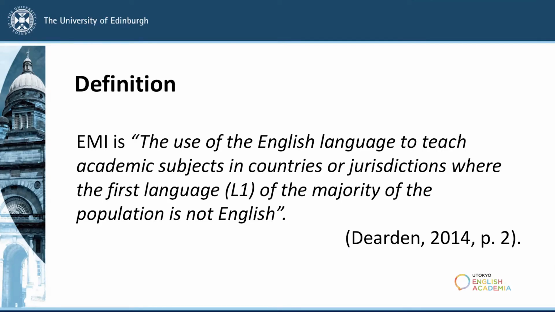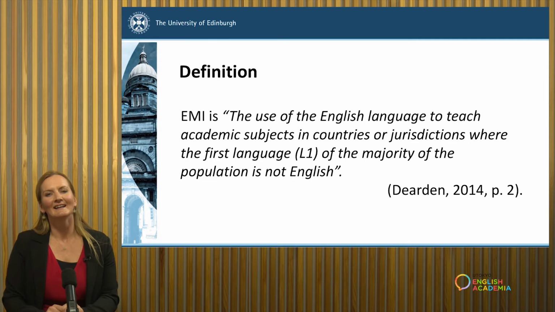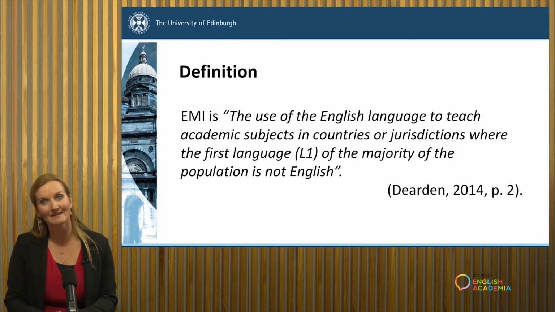Dearden defines EMI as the use of the English language to teach academic subjects in countries or jurisdictions where the first language, the L1, of the majority of the population is not English. In essence, EMI is the use of English to teach academic subjects such as science, maths, or economics in countries where the majority of the population are speakers of another language. Of course, this definition is not uncontroversial.